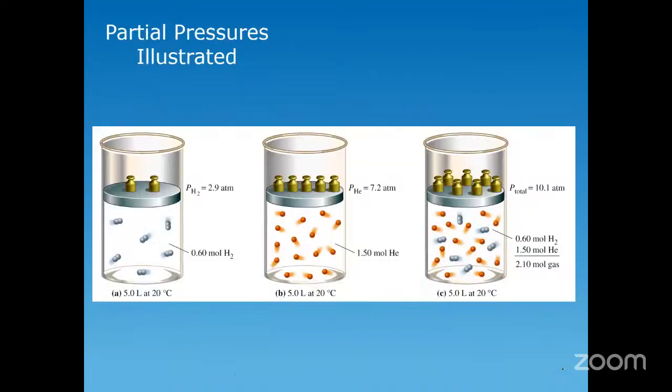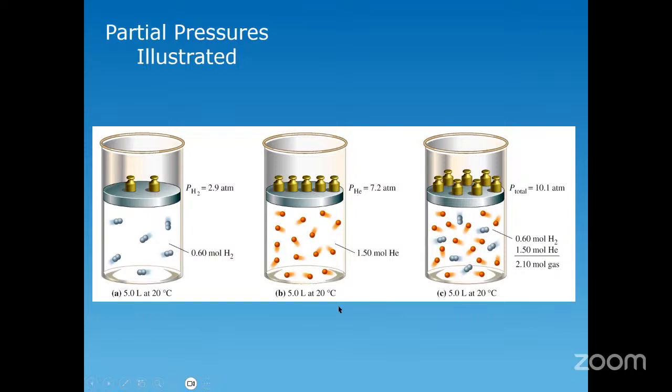Okay, let me scroll down here. So this is just a pictorial illustration of what we just talked about: to get the total pressure from a mixture of gases, you have to take into account the pressure of each gas, add them up, and that's where you get the total pressure. In this illustration, we have a container which contains hydrogen. They gave you the number of moles and the pressure, right? And the volume and temperature are given as well.